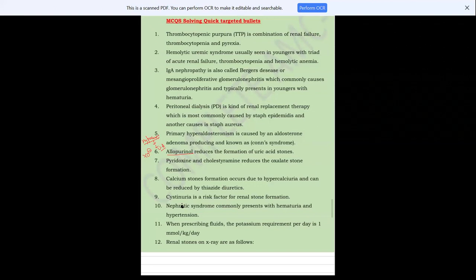Calcium stone formation occurs due to hypercalciuria and can be reduced by thiazide diuretics because thiazide diuretics decrease the urine excretion of the calcium. Cystinuria is a risk factor for renal stone formation. Obviously, cystine stones are also there. Okay.